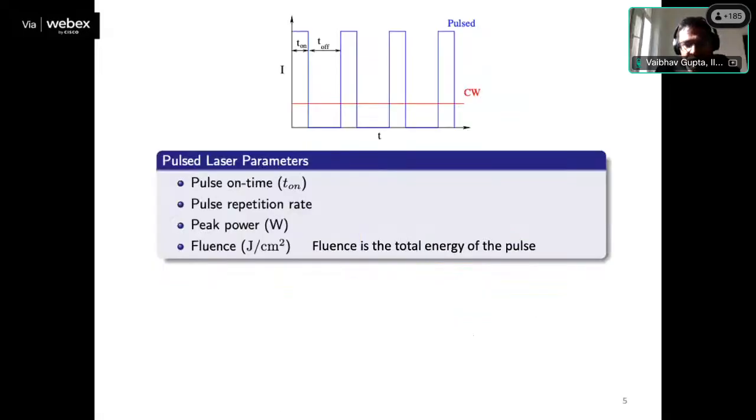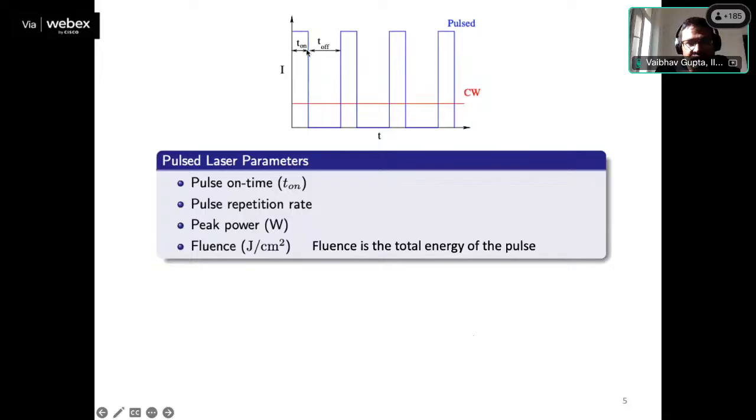The second way is to use a pulse laser. So what is a pulse laser? Let's say the red color is a continuous wave laser. This is time, this is intensity. So intensity is constant for a CW laser. But for a pulse laser, we have some on time, then it will be off for some particular time, and then it will be on again.